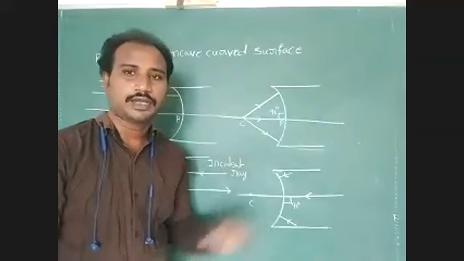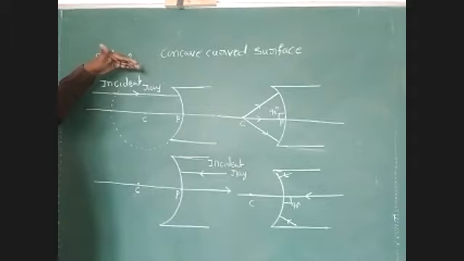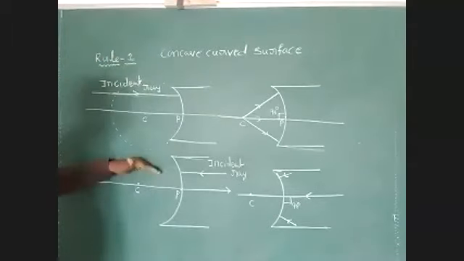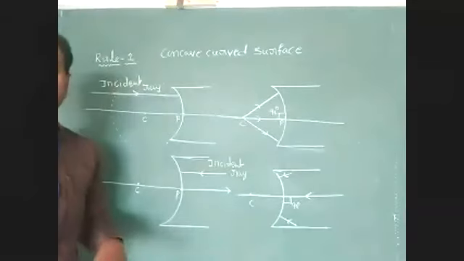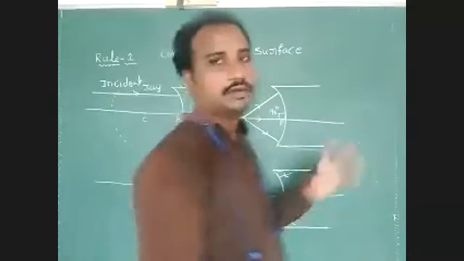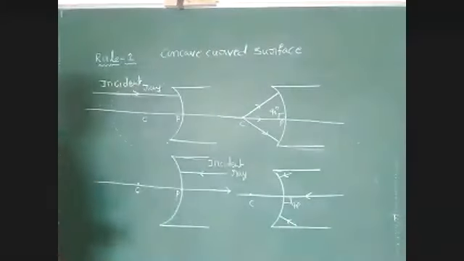So these are the given conditions. This represents the first rule, this the second rule, this the third rule, and this the fourth rule. With the help of these rules, we find the image formed by the convex curved surface and the concave curved surface.